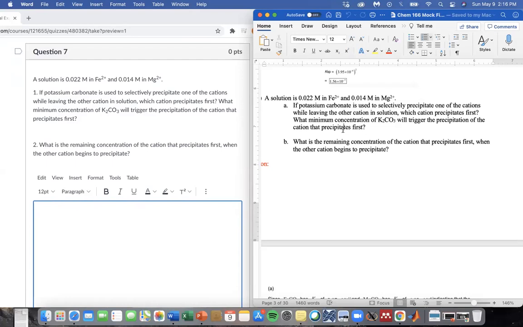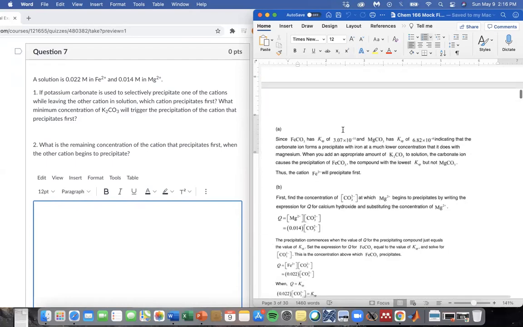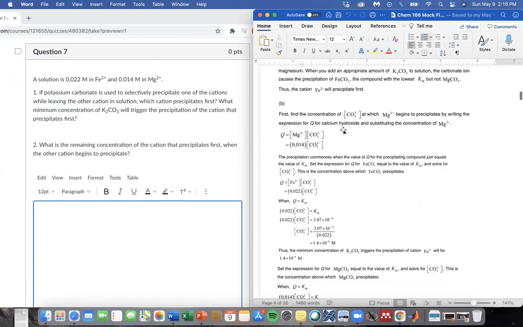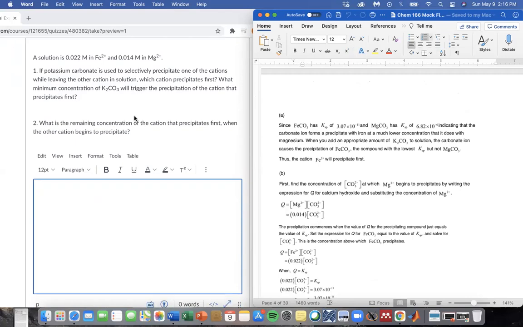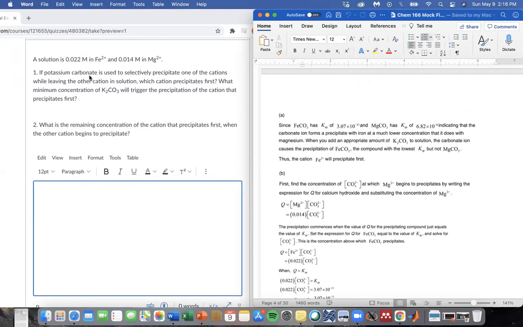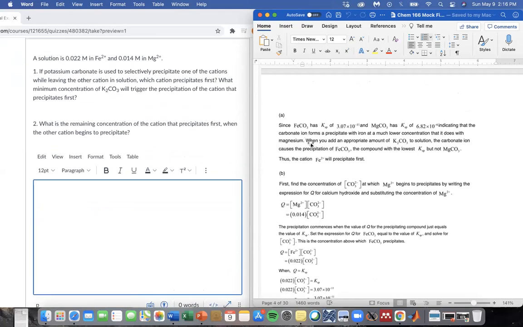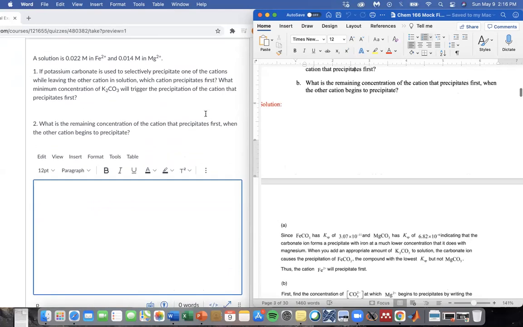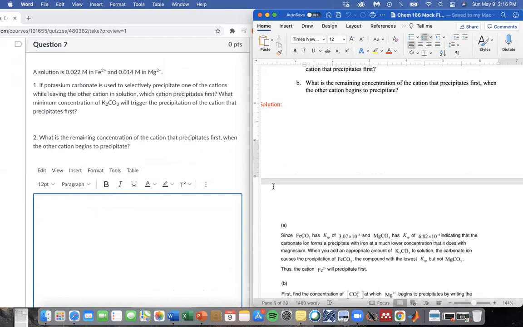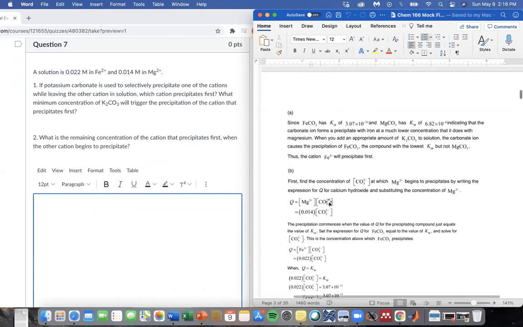Oh no, I didn't give you your KSP values. Okay, well, hopefully you're able to pull up the chart in the textbook with your KSP values. I'm really sorry about that. I'm sorry that I didn't provide them to you. I should have done that.